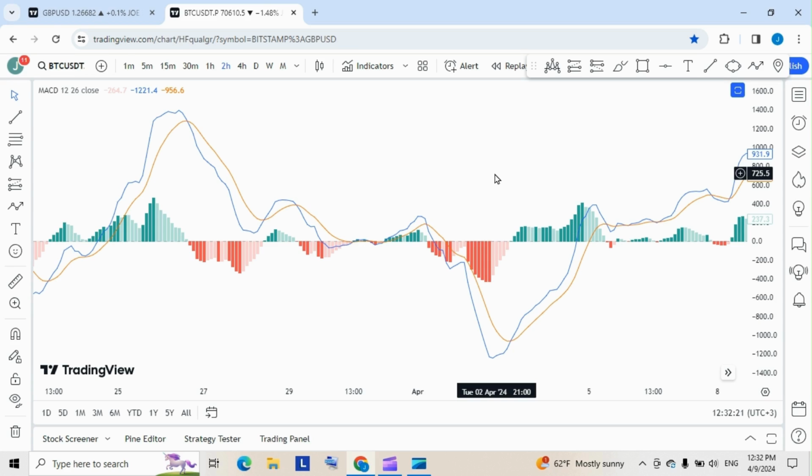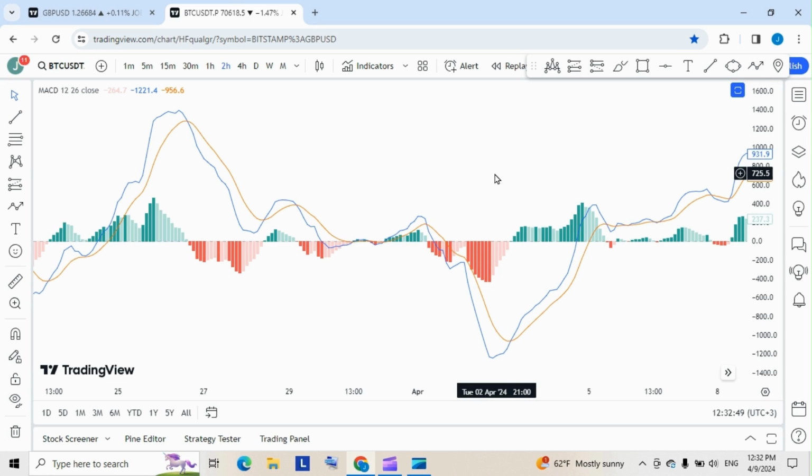So MACD basically means the moving average convergence divergence. It's an indicator that shows you when to enter a trade and when to exit a trade. This is the MACD indicator. I'm going to show you how you can add the MACD indicator on your chart and how you can use it to enter a trade by the end of this tutorial.